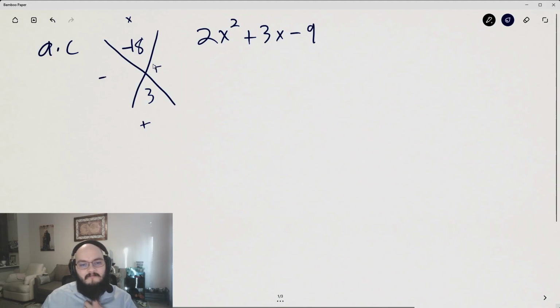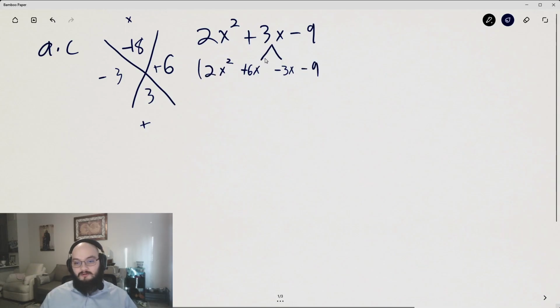What do we have? We could do negative 3 and positive 6. Added together, we'll make a positive 3. Multiplied together, we'll make negative 18. Now that we have our two key numbers, we can't just plug them into the factors like we did where our a value was equal to 1. Instead, we have to split our b value into positive 6x and negative 3x.